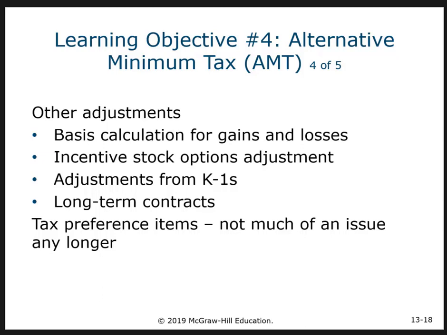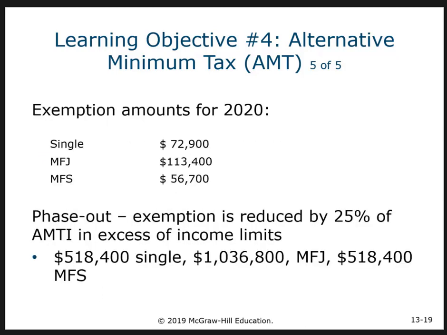Okay, there's some that will come from our K1s from businesses because they have different gains or losses, or those businesses have different depreciation methods, and so those pass through to the shareholders. And then how we account for our long-term contracts, we won't go into it. Okay, this list used to be much longer, and these things have gone away over time, either been treated differently under regular tax or have been dropped out of the AMT list.